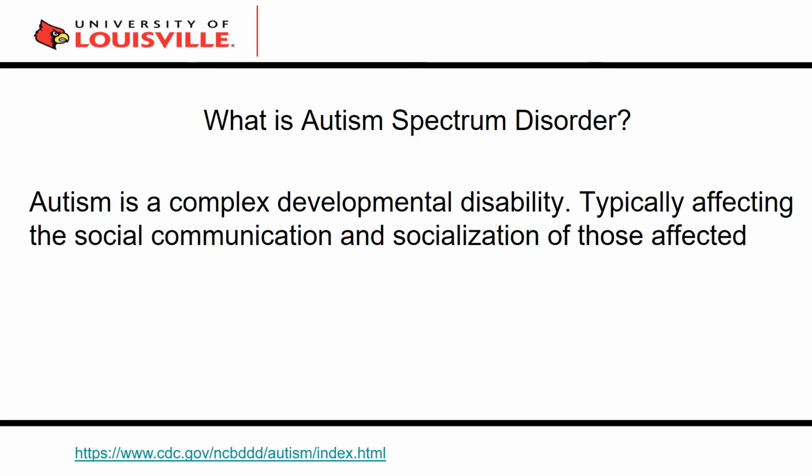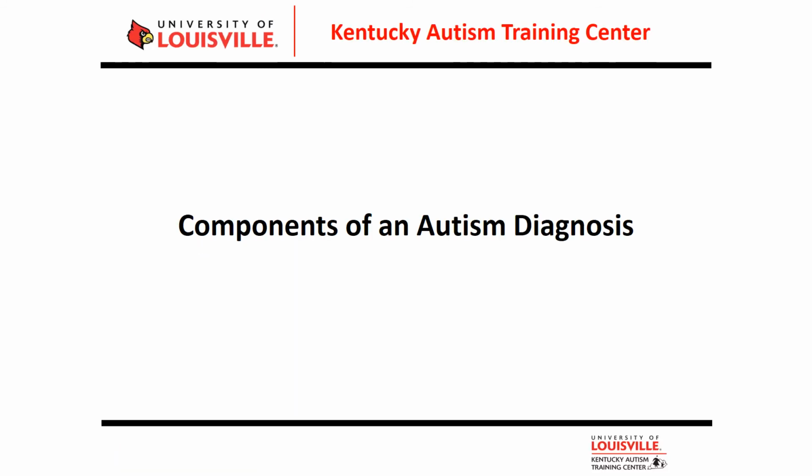What is autism? Autism spectrum disorder is a complex disability with a wide range of symptoms and variability in how it affects those diagnosed. This can make it very difficult for school support staff to know how to get started in supporting these students. So hopefully this training will help walk us through those steps. The next few slides will look at the components of an autism spectrum disorder diagnosis.